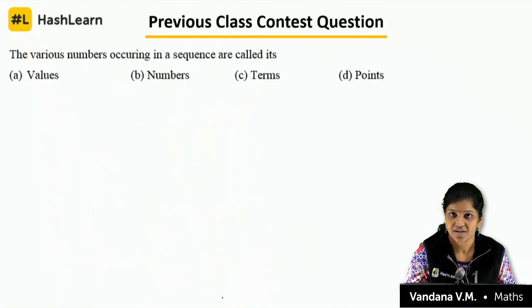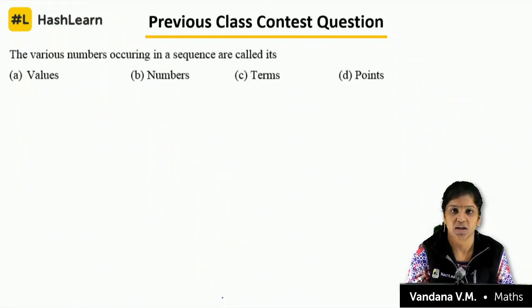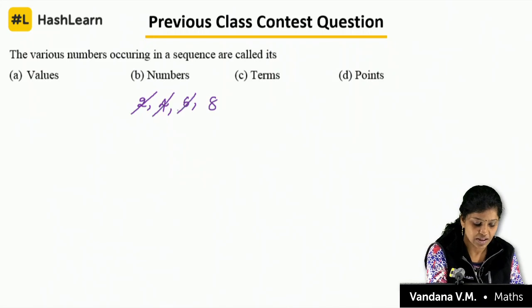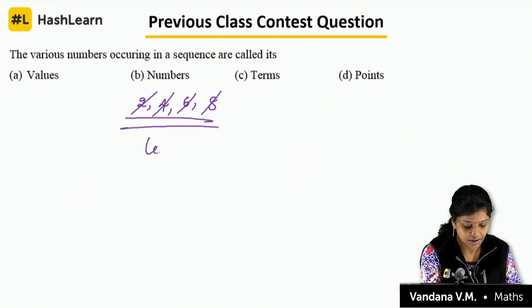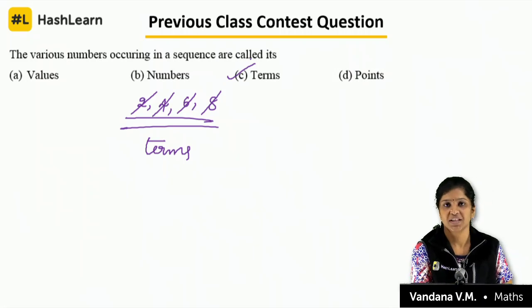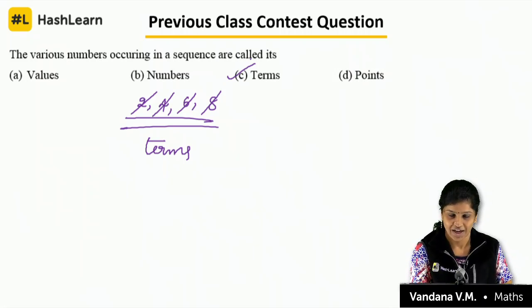Now, it is a contest time. What question I asked during the contest time in the previous class, that is the various numbers occurring in a sequence are called. Just now I told you 2, 4, 6, 8. The various numbers in the sequence is called first term, second term, third term. So, these are called terms. Which option is correct? Option C is correct. But no winner was there in the previous class.